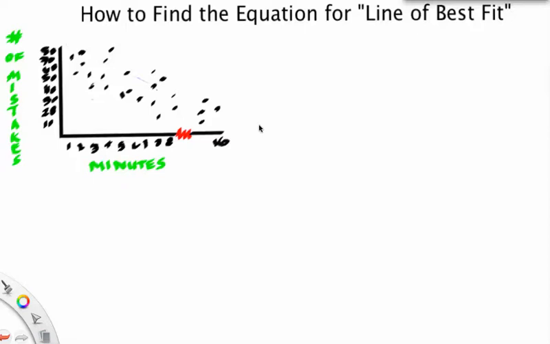I guess the shorter you take, the more mistakes you make. The longer you take, it looks like the fewer mistakes you make. That's a negative correlation. I would say it's a weak negative correlation based on the fact that this data set is loosely put together here.